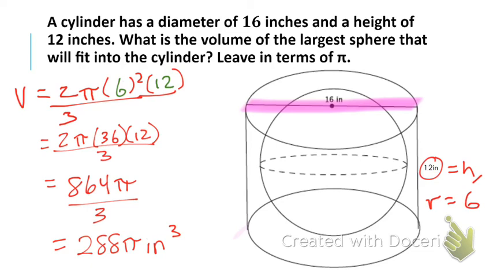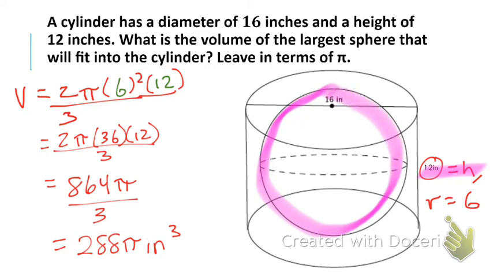So the maximum size that we can use for the sphere is going to be the height of 12. So if the height is 12 within this sphere, that means the radius is going to be half of that, right? So we're just going to plug those two values in, and we solve, and eventually we'll get 288 pi inches cubed. Okay, so you just got to be careful to not use the value of 16 as your height, right? Because it will stick out. All right.